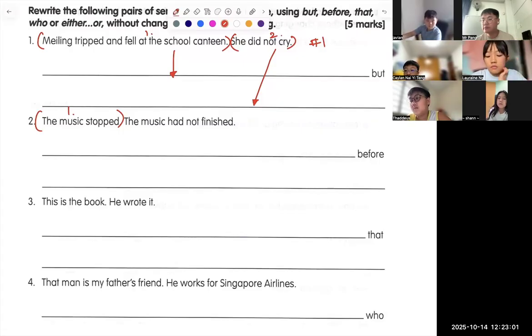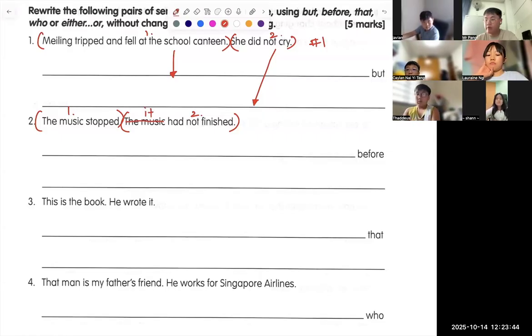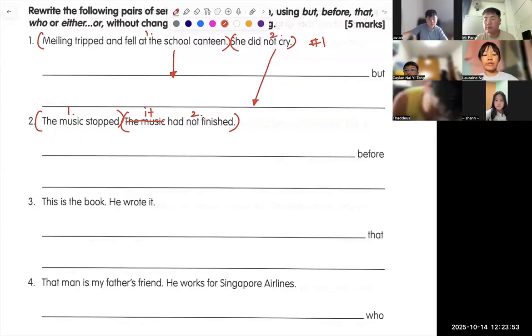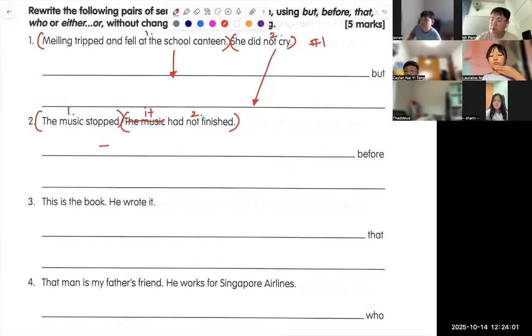And then carry on. Then the music had not finished, label number 2. It's had not finished, not has not finished. Ian, please be very careful. Only see what's actually there, all right? Ian, are you able to see it clearly? Is it because your screen is not clear? Can you see it clearly? Yes, okay. So come, tell us, what else do we need to do? Then in brackets, I cancel away the music and replace it with it. Okay, very good. The pronoun it replaces the music because it's repeated. That's synthesis rule number 4. I'm happy with that so far. Carry on. Then the full sentence is the music stopped before it had not finished.